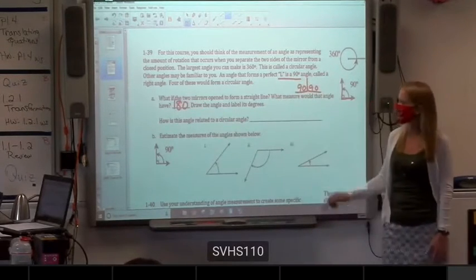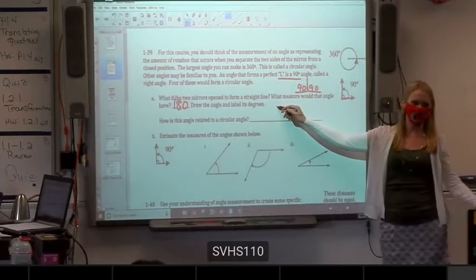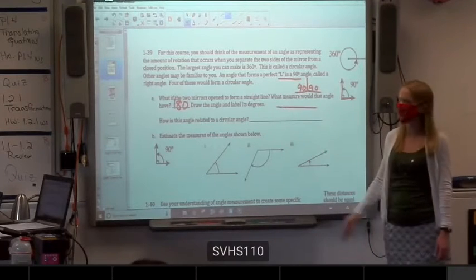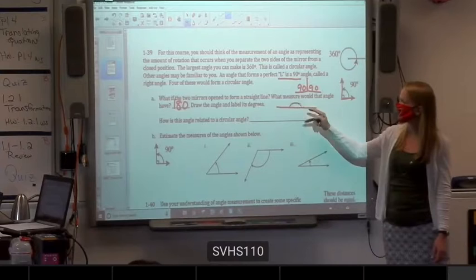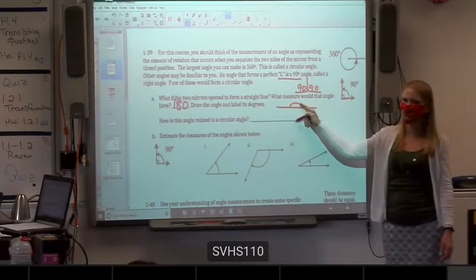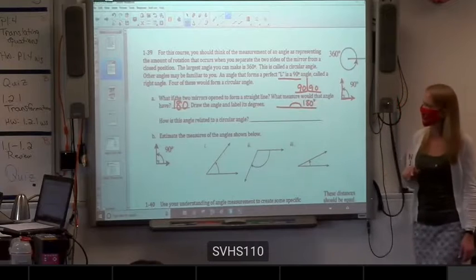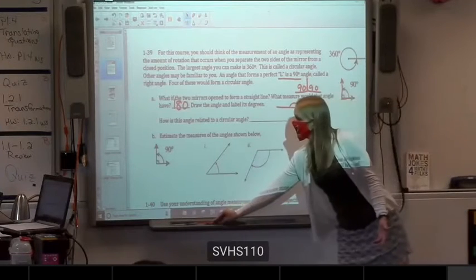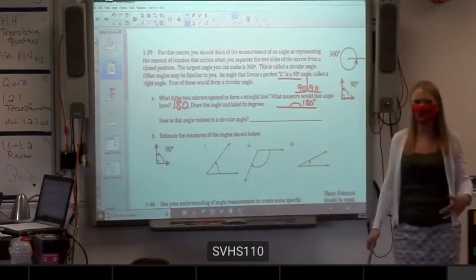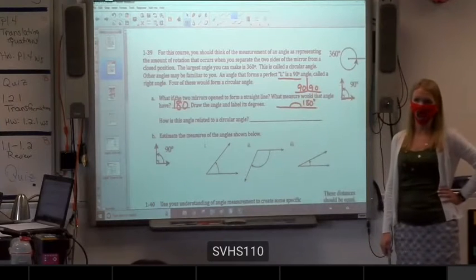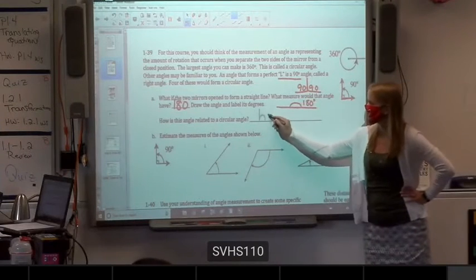It says draw the angle and label its degree. What's a straight angle going to look like? A straight line. So if we labeled its degree, we would make an arc through the middle so that we know we're talking about the angle measure. And I would just put a 180 there. How is 180 degrees related to a circular angle? It's half. Good.